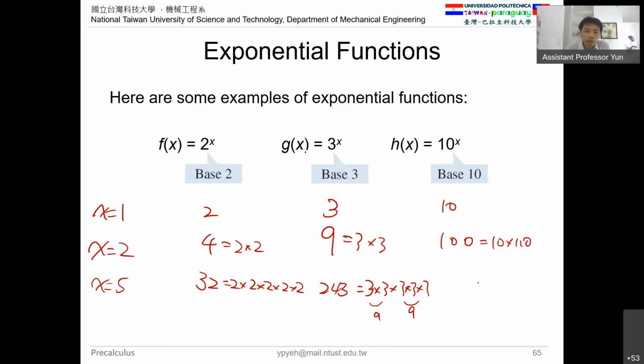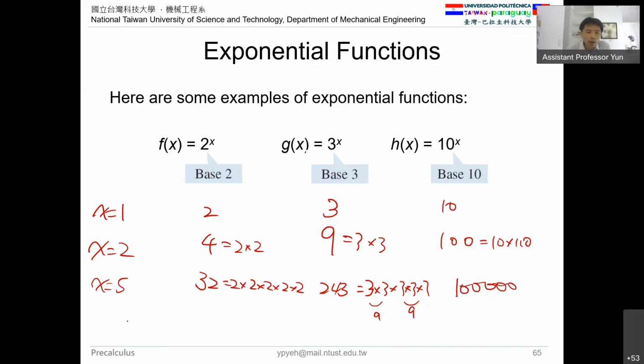So in the case of x equals 5 with the base of 10, we can see that there will be 1, 2, 3, 4, 5 zeros here. So you can see the changes of the base will also affect the value of this term here. These are also based on real numbers.